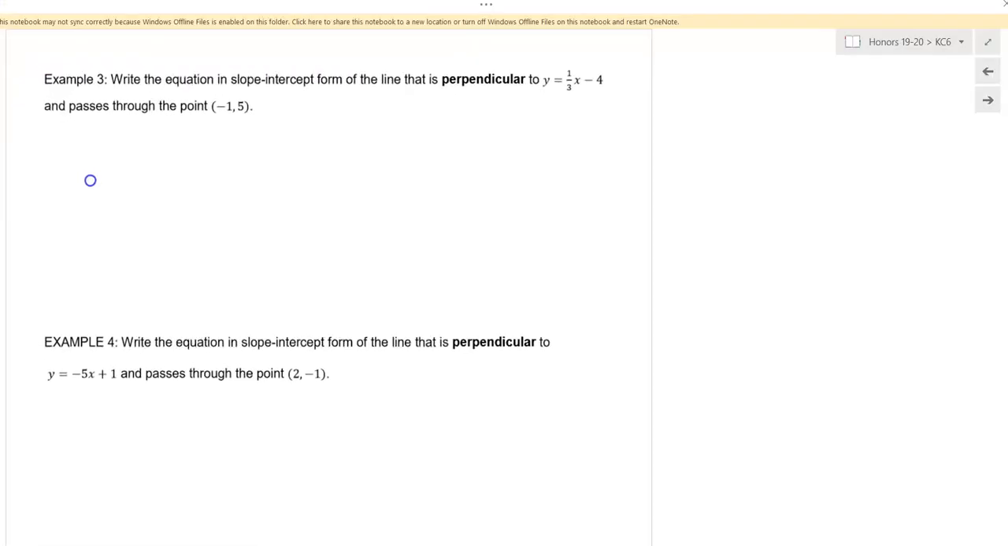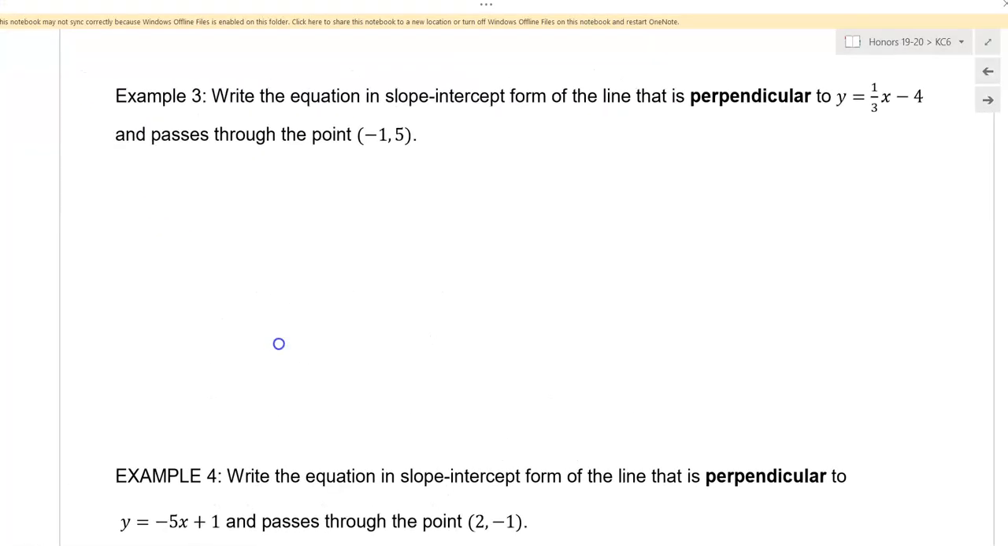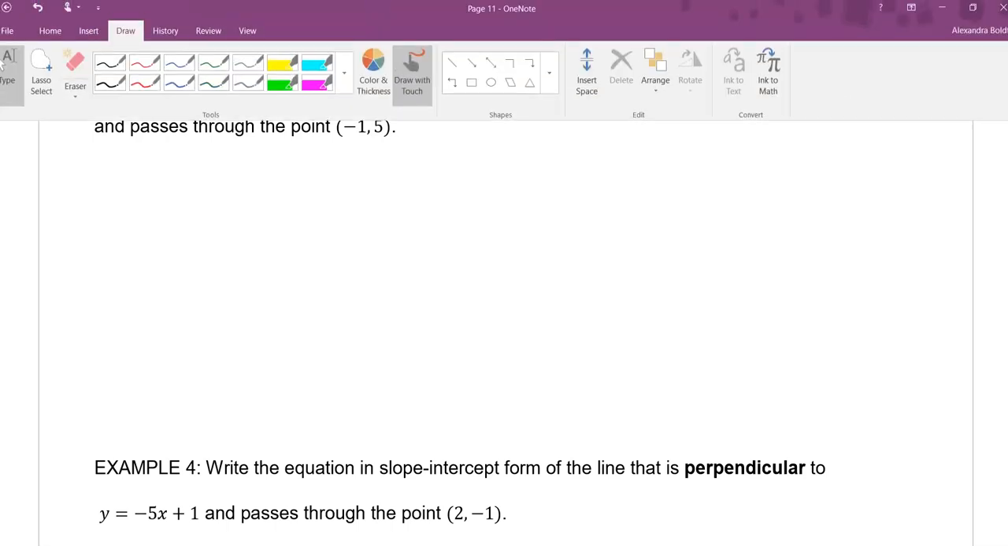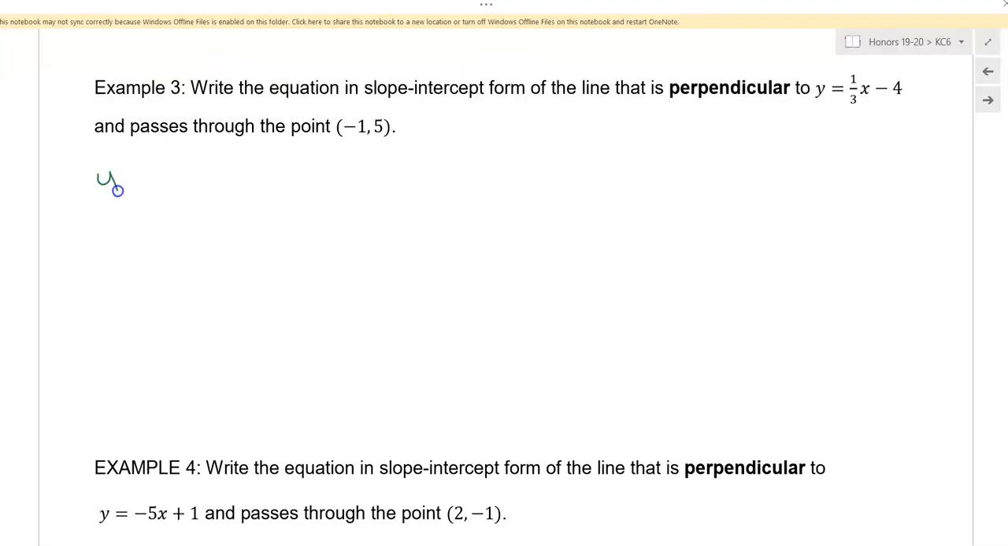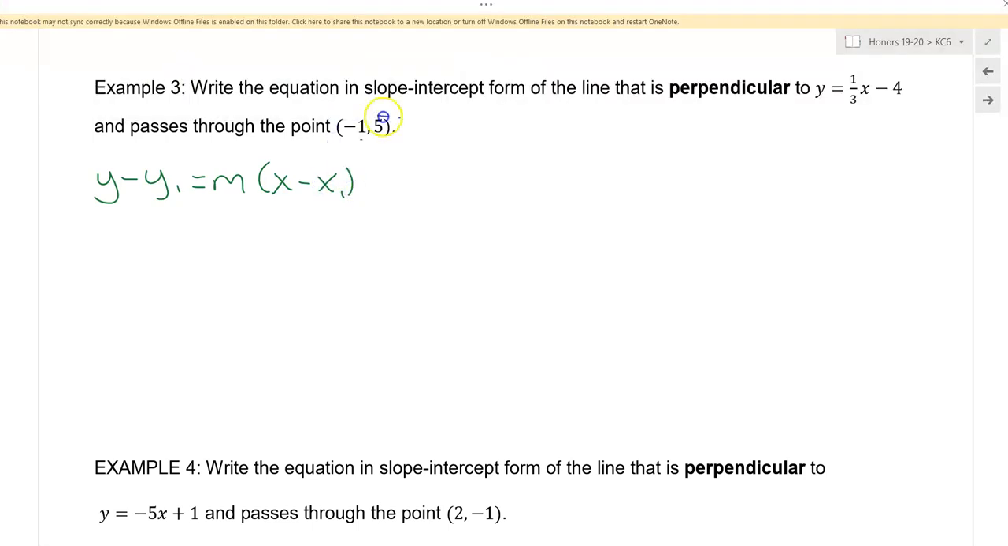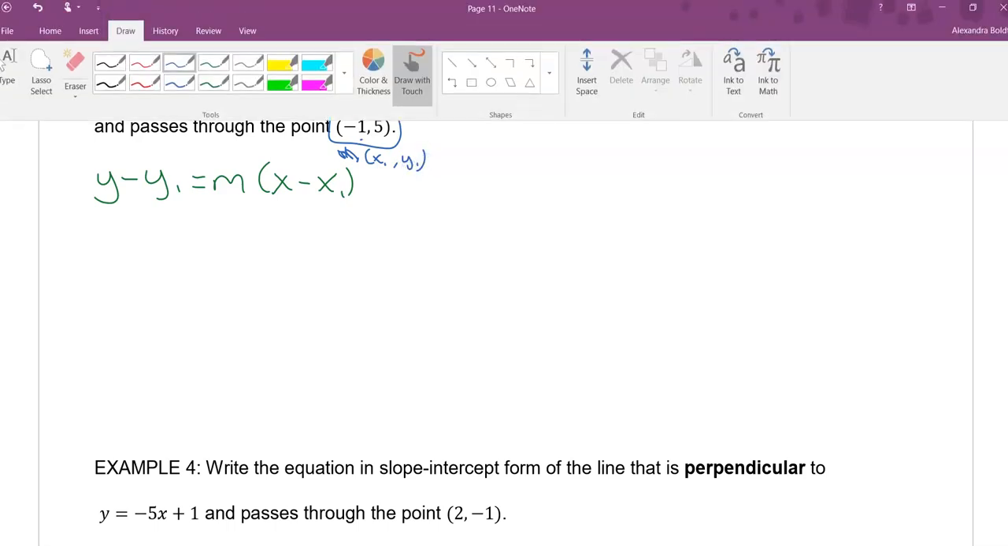Write the equation in slope-intercept form of the line that is perpendicular to y equals 1/3 x minus 4 and passes through the point negative 1, 5. So again, for my point-slope form, I need a point and a slope. It's right in the name. So I have my point. That's x1, y1, so I can plug that in already.